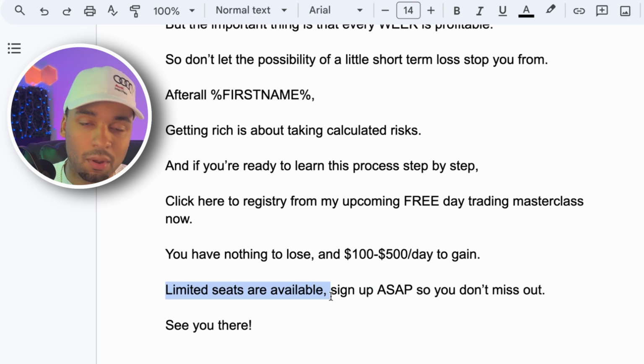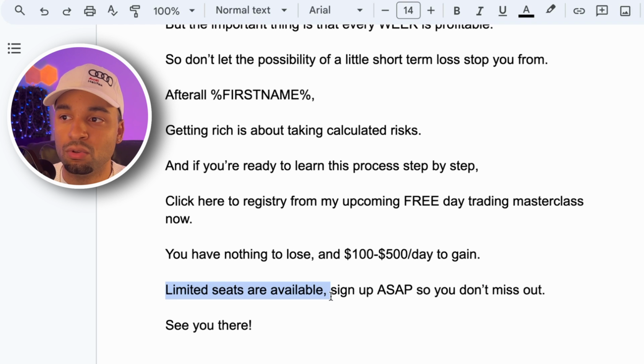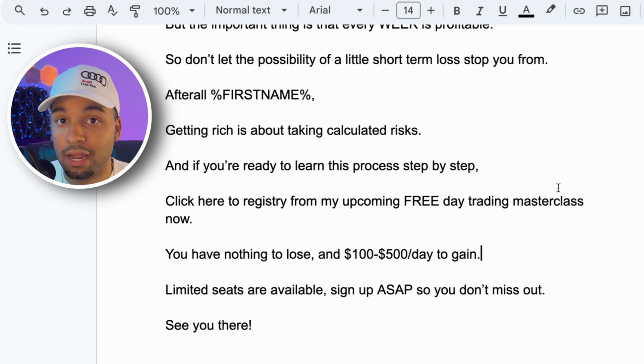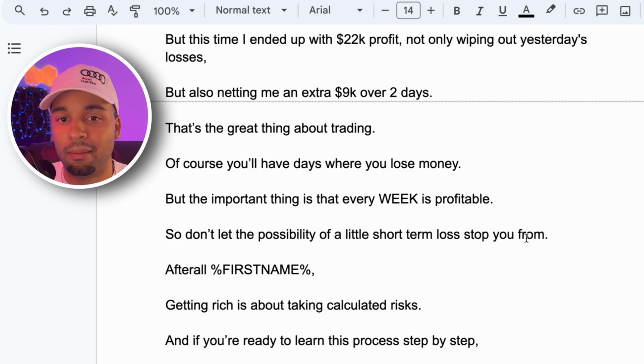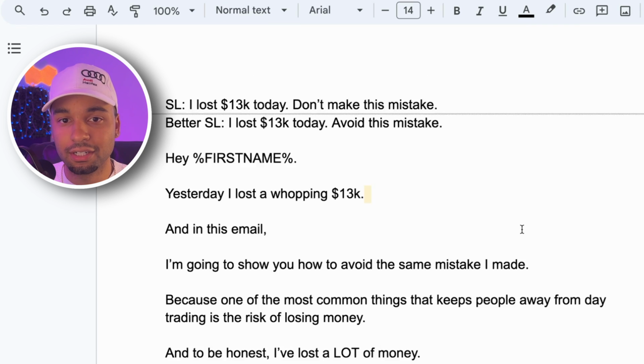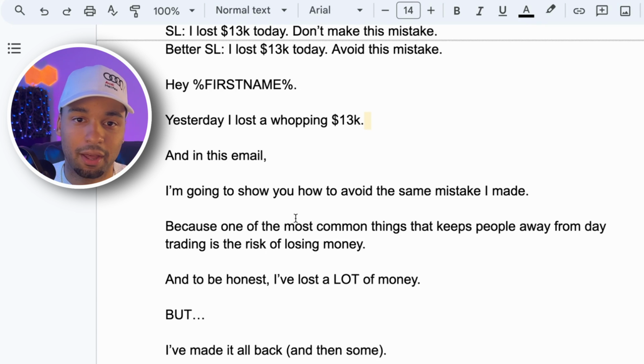So again, urgency, as we can see, the limited seats are available. So when you're running a free training, usually you would limit seats because either you have software limitations. With Zoom, for example, a lot of the times, depending on your plan, you can only have like 100 people in there, okay? And then other types of limitations that you have behind your webinar and how many seats are available. So let's take it from the top and actually break this down, okay?